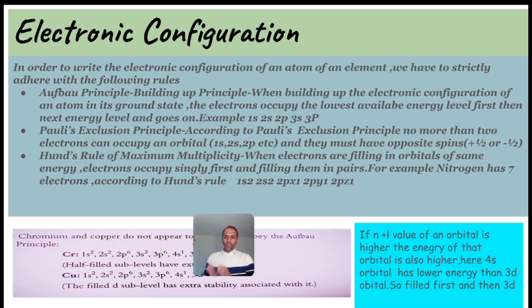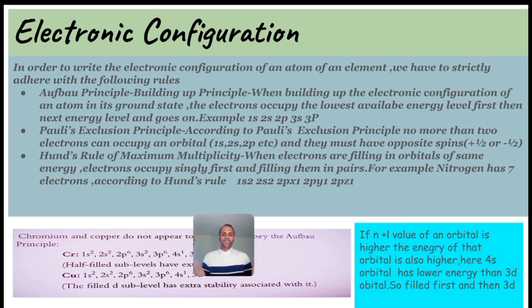For example, 1s has the lowest energy level and 2s has higher energy than 1s. So 1s has to be filled first, then 2s, then 2p, 3s, 3p, and so on. This concept is called the Aufbau principle. The next one is called Pauli's exclusion principle.